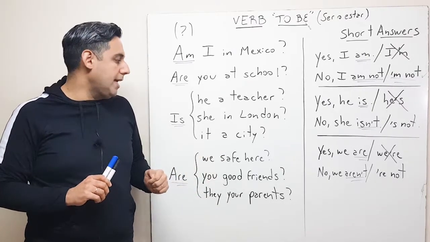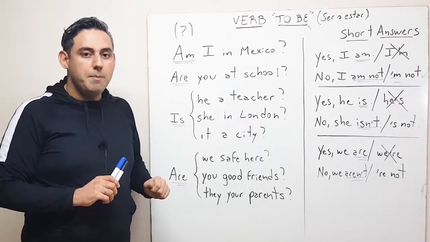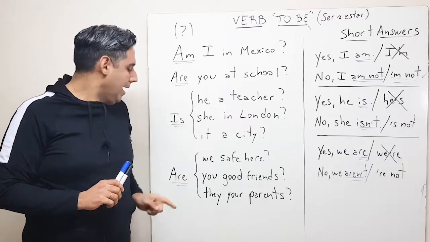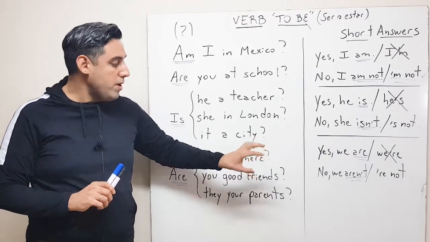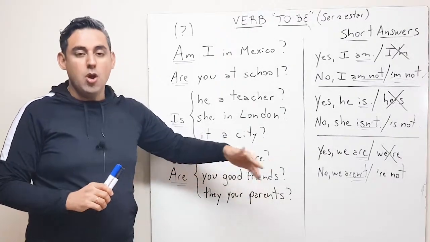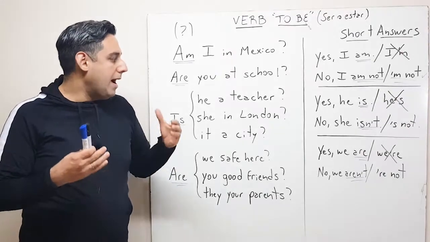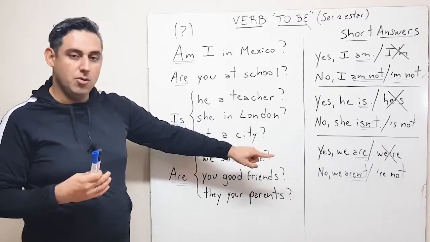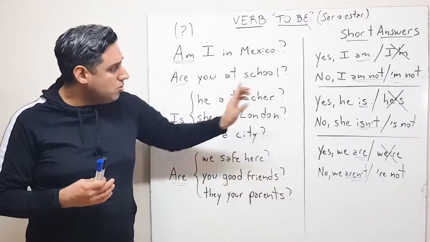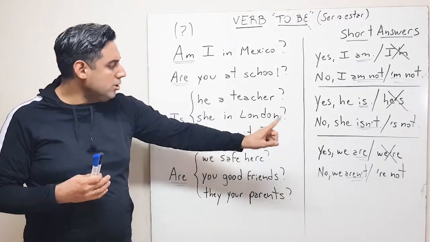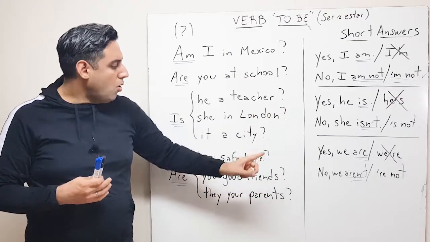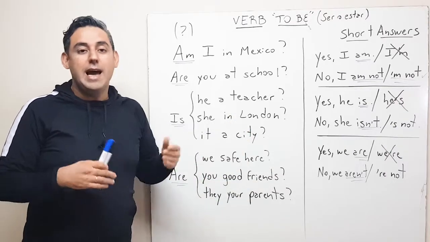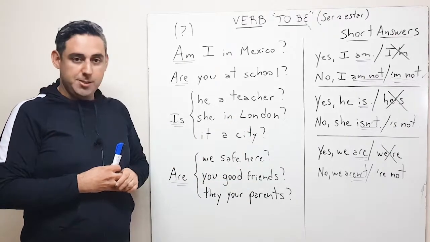And with the form are we safe here? This is what the example says. I can say, yes, we are, but I cannot use the short form and say, yes, we're, okay? Are we safe here? I can say, no, we aren't, or no, we're not. What we know as short forms actually are the forms isn't and aren't, okay? But I do write those alternatives like no, she's not, or no, we're not, because they are very common as well, and they do happen in speech.